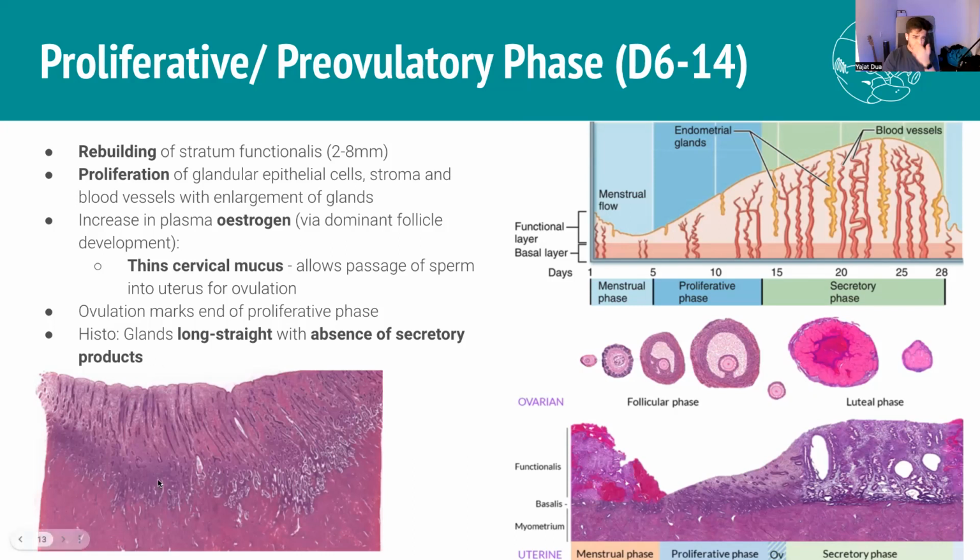In histology, it's also pretty important to know this part. When you look at it, you have a slightly smaller stratum functionalis, with the basalis at the bottom, and you can see this line of demarcation. Then you have the functionalis, and you have long, straight glands. There's no zigzag pattern, which we'll see next. There are no secretory products, just long, straight glands going up and down.